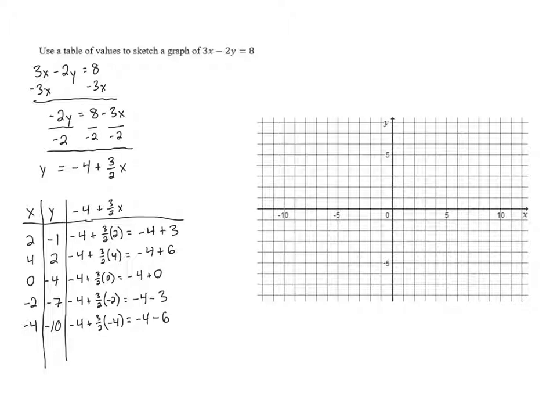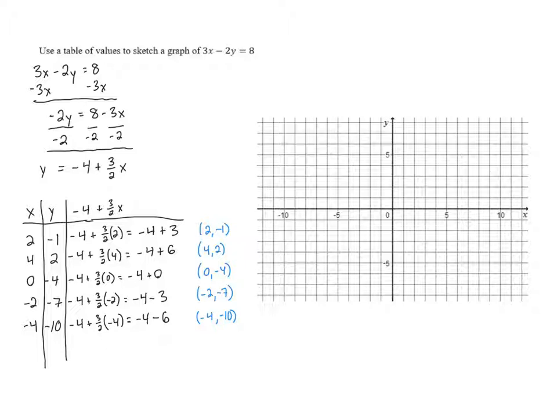Now we have our 5 points that we can plot. We've got 2, negative 1. We've got 4, 2. 0, negative 4. Negative 2, negative 7. And negative 4, negative 10. We've got our 5 points.